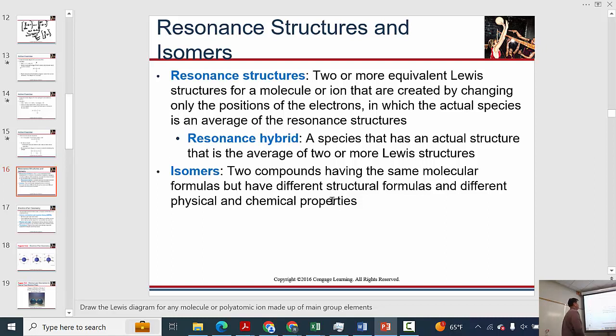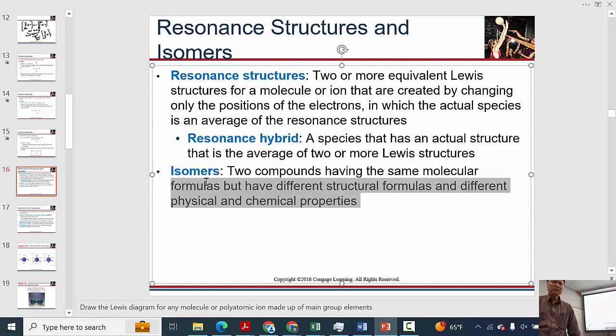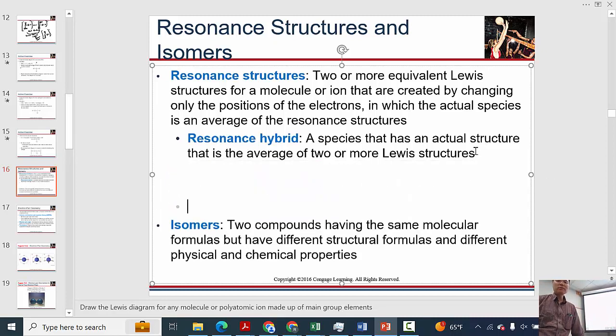And then, resonance structures, sometimes we could have more than two, like 3, 4, etc. And all we do is we just vary the position of the electrons, not the atoms. The resonance hybrid is a species that has an actual structure that is the average of 2 or more. The average. Isomers, this is a bit out of place for this slide. These are not isomers. So, unfortunately, that shouldn't be there. They should have a separate slide for isomers.